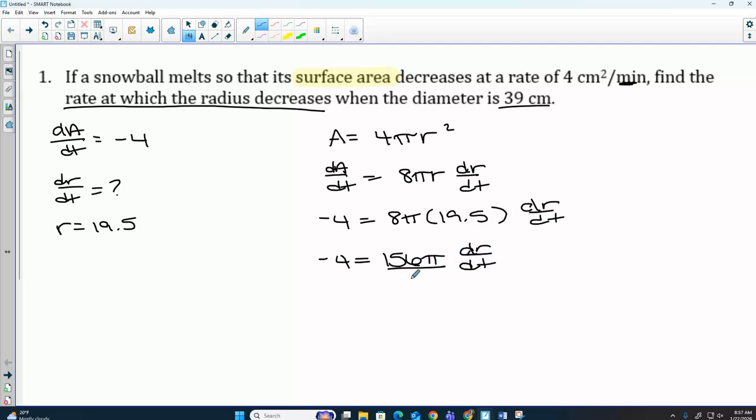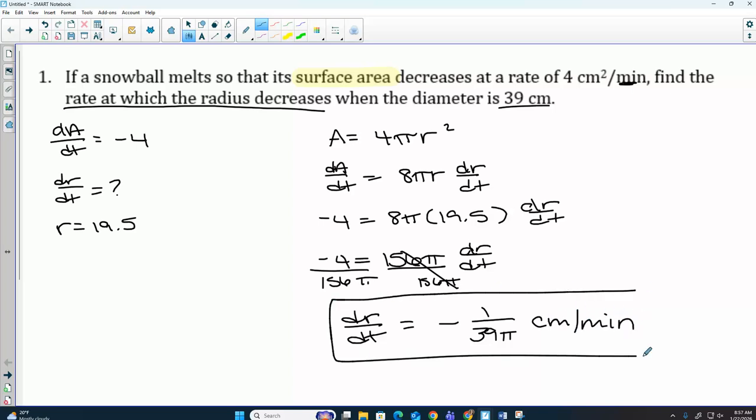One thing I've noticed is when you guys are dividing, make sure you recognize the pi is in the denominator here. I've found a few times when you divide by pi, your pi somehow flips back up to the top of your fraction. It does stay in the bottom here. So dr/dt is -1 over 39 pi. R is my radius, so that was in centimeters. T is my time, so that's in minutes. And it's negative because the radius is getting smaller when our snowball melts. Right. Is that okay?